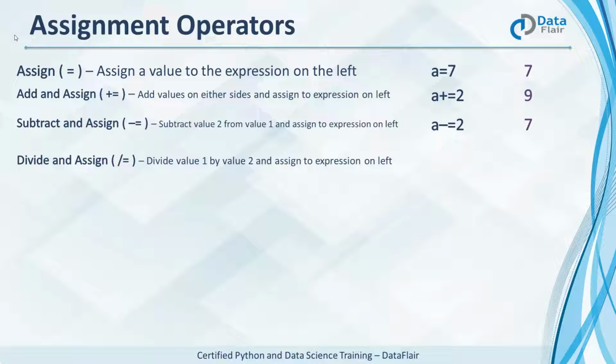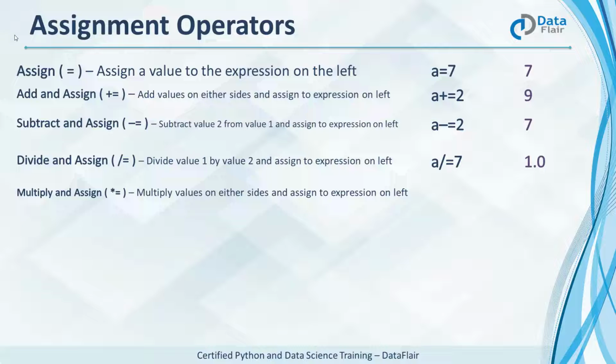Divide and assign divides value 1 by value 2 and assigns the result to the variable on the left. A divide and assign 7. 7 by 7 is 1.0, so A is now 1.0. Multiply and assign multiplies the two values and assigns it to the variable on the left. A multiply and assign 8. 1.0 multiplied by 8 means A now holds 8.0.